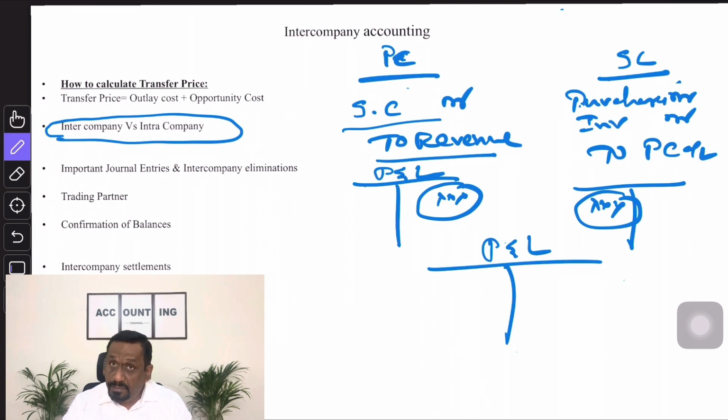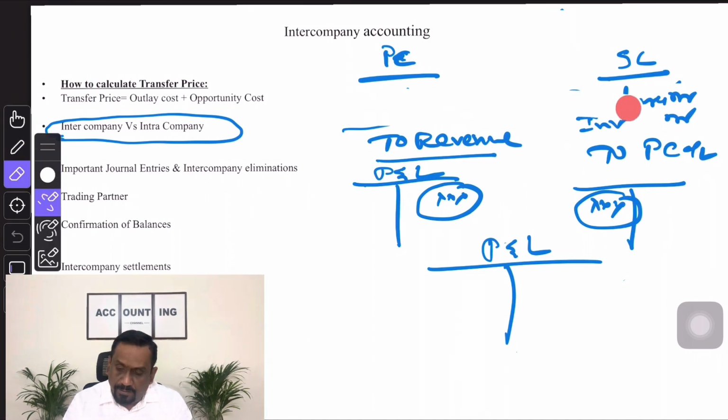Clear now? This is called an elimination entry. Why are we eliminating? Because it doesn't have any impact on my consolidated P&L. One side I am showing it as revenue, the other side as expenditure. Clear? Move on to the other one.